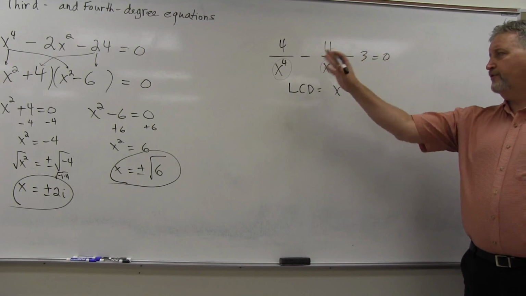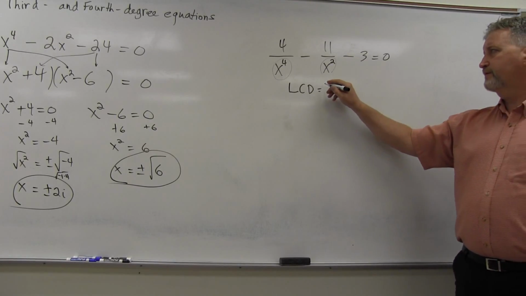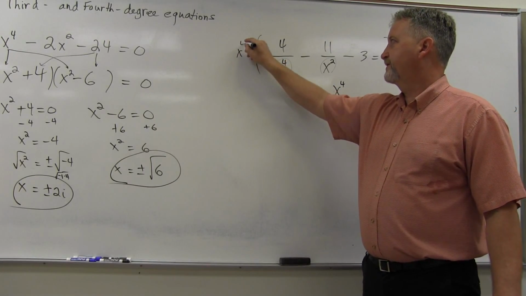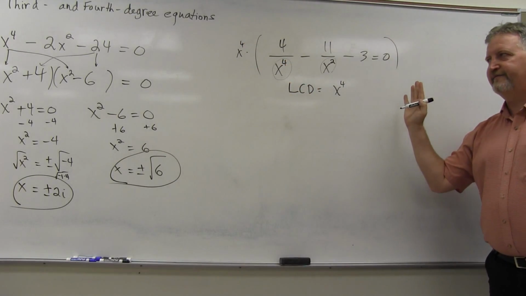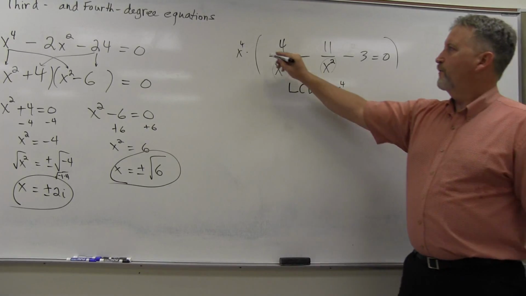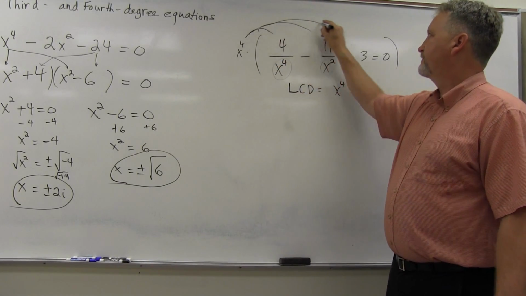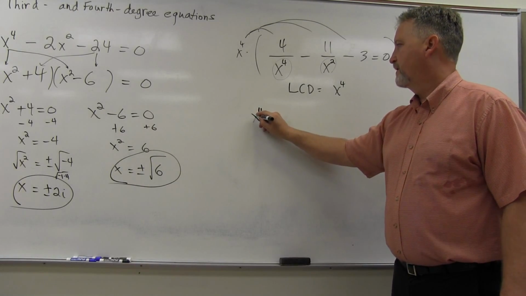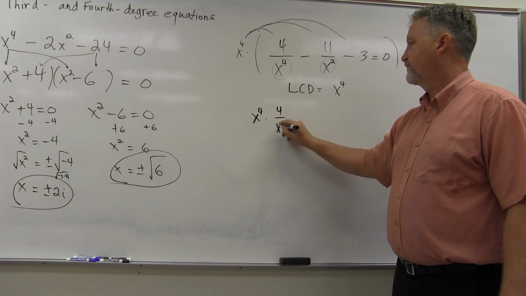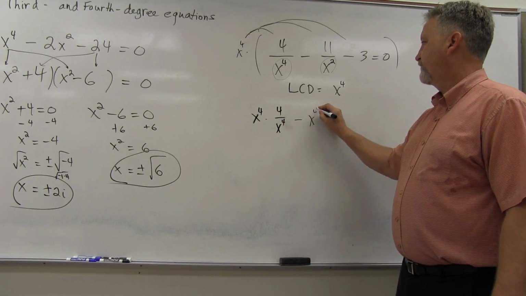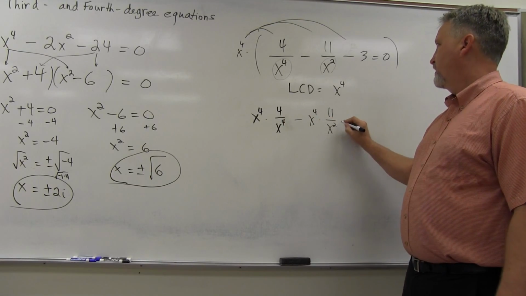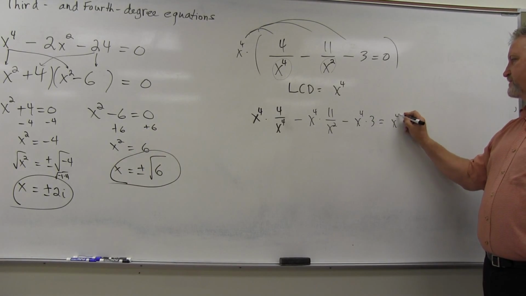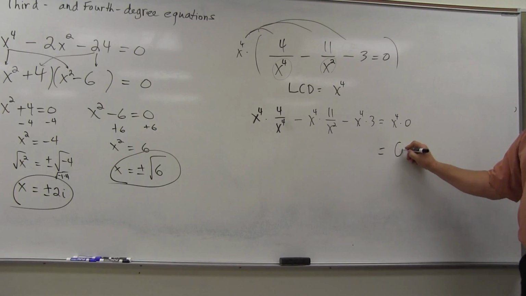Okay, so multiply both sides by x to the 4th. Essentially, multiplying the whole equation by x to the 4th. All 3 of those get multiplied by x to the 4th. I'll write it out. X to the 4th times 4 over x to the 4th minus x to the 4th times 11 over x squared, and then x to the 4th times 3, and of course x to the 4th times 0, but that's 0.